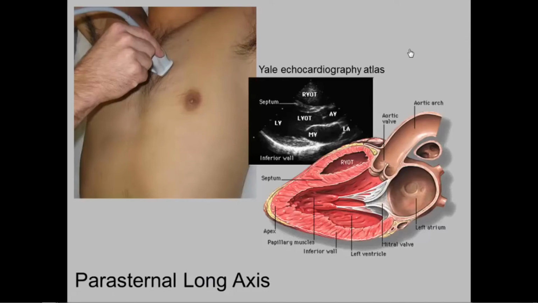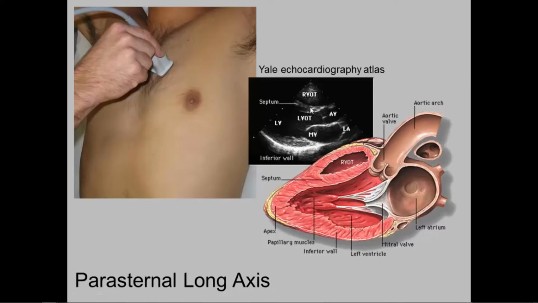Another very commonly used view is a parasternal long axis view, holding the probe along the long axis of the heart. The cardiology orientation would be that you would hold the probe marker up towards the patient's right shoulder, but the plane of the ultrasound beam should be along the long axis, so it extends out towards the apex. And when you do that, you're basically using the chest wall as a window, and you're looking directly down into the RV outflow tract anteriorly.